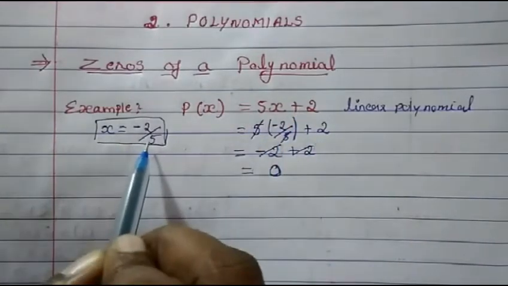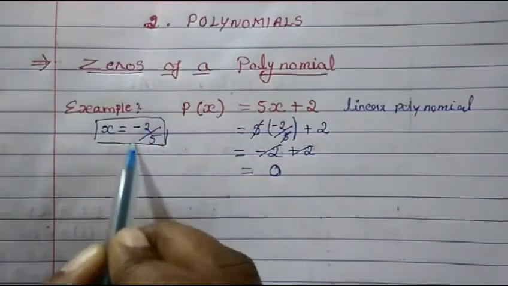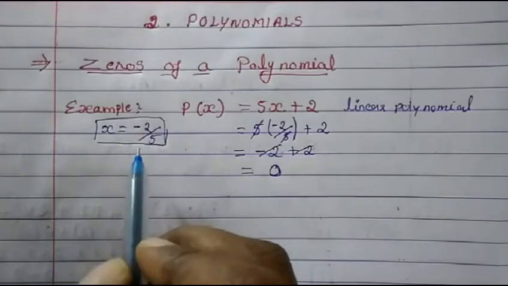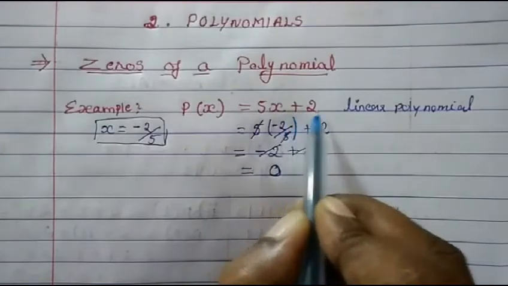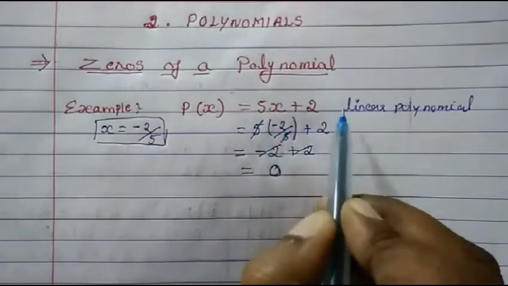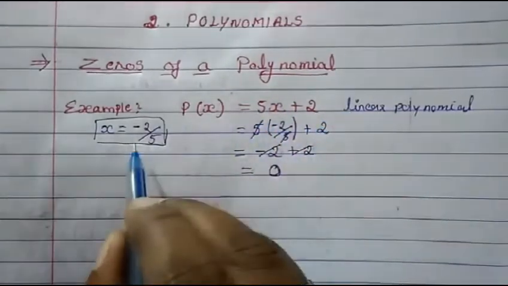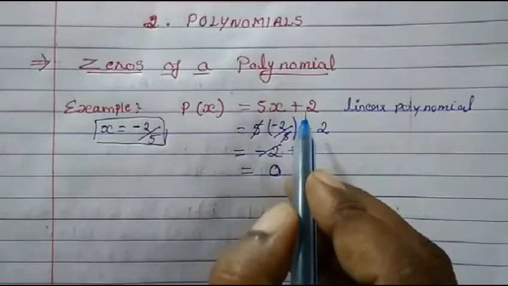Now how to get this value? How do we know that we have to put this only? So whenever a linear polynomial is given to us, we will first consider the whole thing equal to 0. So how to get this value? I am just going to explain to you.